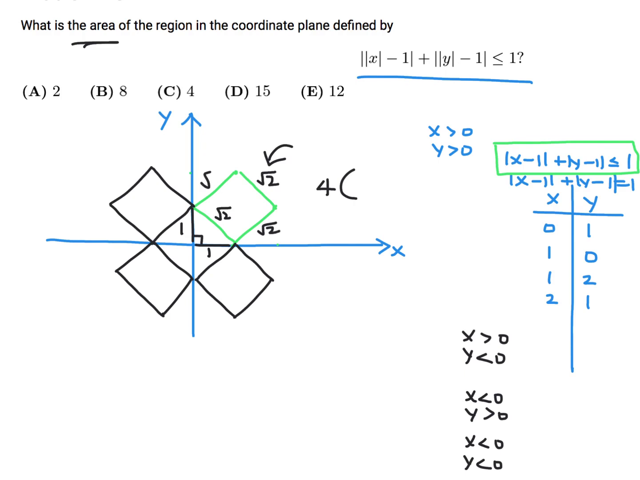So that means that's a square with side root 2. So its area would be root 2 times root 2. So that looks like 4 times 2, which is 8. And therefore, B is the answer to that question.